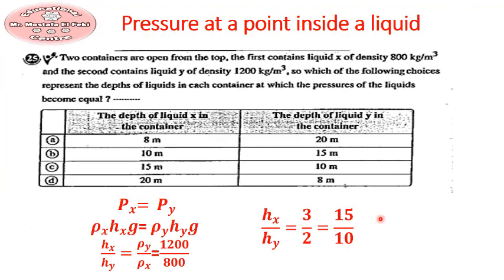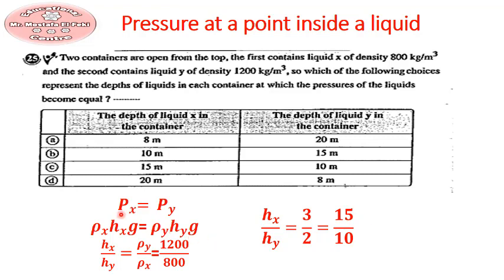Two containers are opened from the top. The first contains liquid X of density 800 and the second contains liquid Y of density 1200 kilogram per cubic meter. Which of the following choices represent the depth of the liquid in each container at which the pressure of the two liquids becomes equal?